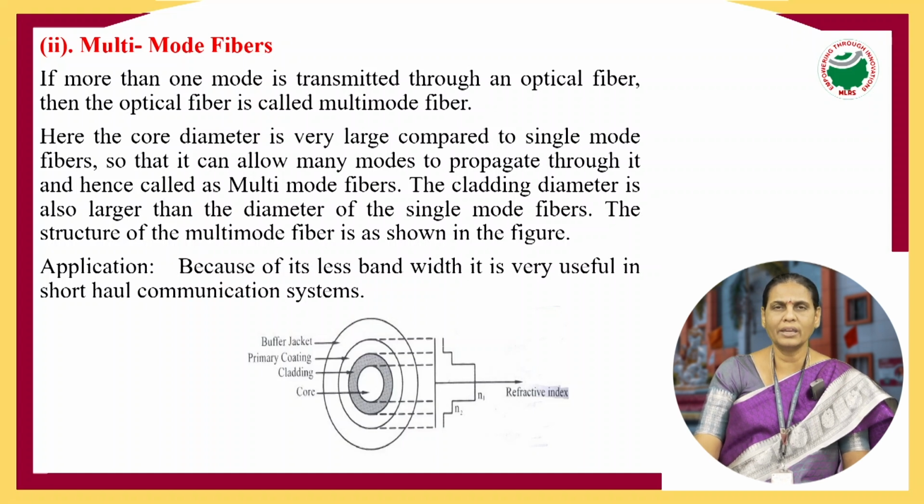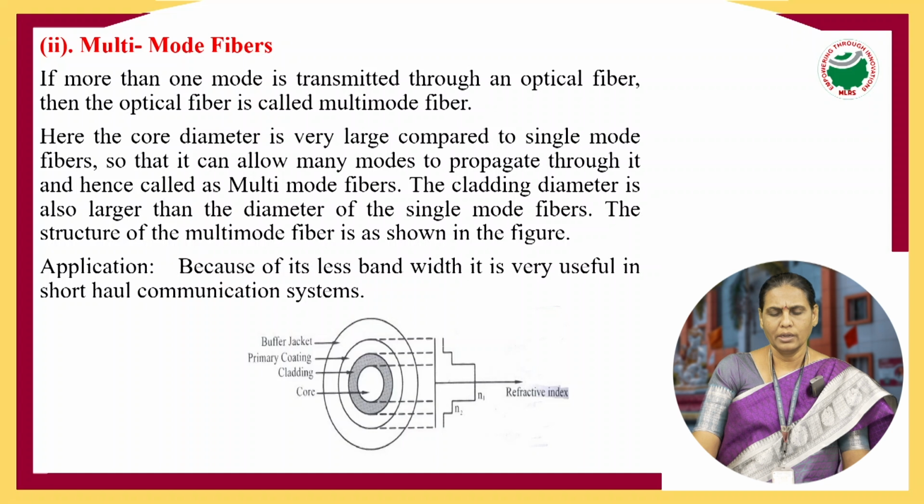Multi means many, single means only one. Now we are passing the signal through different modes. That is, here the core diameter is very large when compared to single mode optical fiber. Why? Because in case of single mode, we are using only one signal, whereas in case of multi-mode, many signals have to be passed through the optical fiber. So for that sake, the diameter of the core is large when compared with single mode optical fiber.